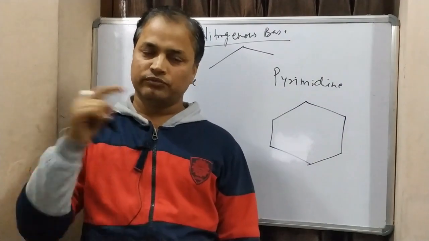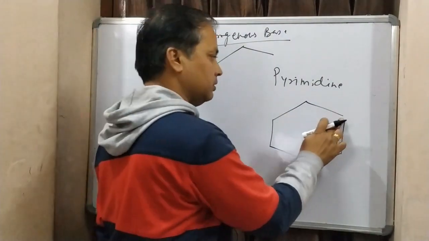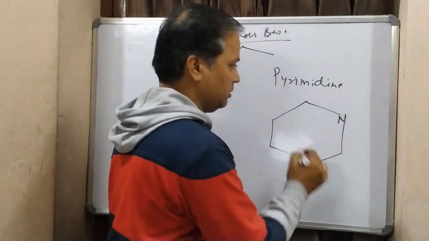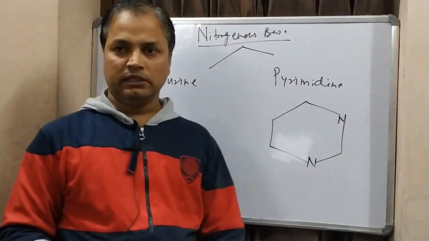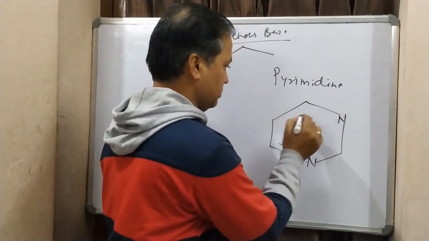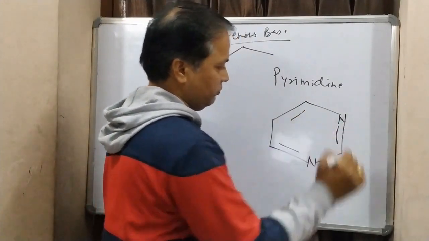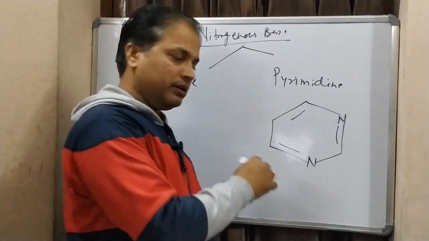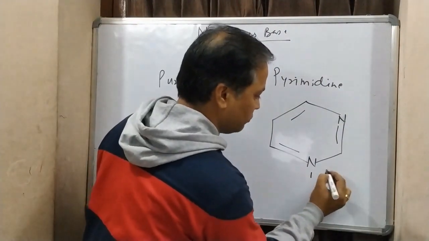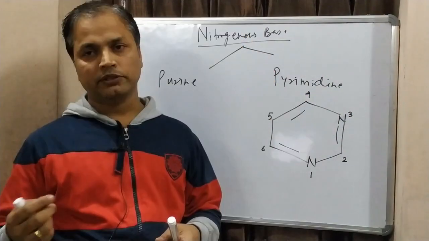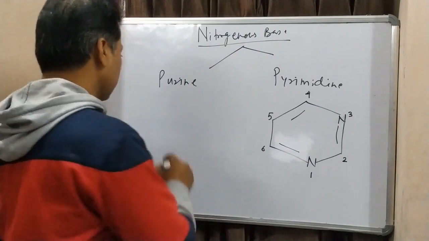Pyrimidine is a 6-membered structure. Out of these 6 members, 2 members will be nitrogen. In this case, we are numbering anti-clockwise: number 1, number 2, number 3. And in the purines, the structure will be like this.